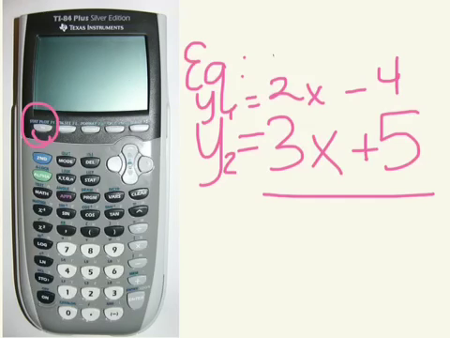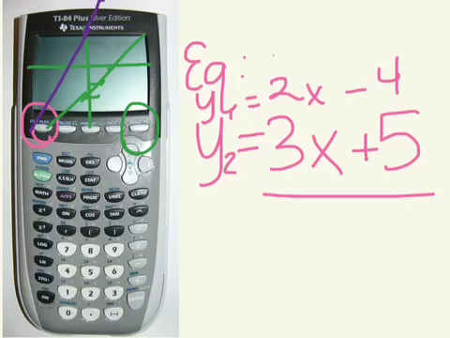Okay, now I'm going to click graph, and both of my lines should come up on my graph. They should both be graphed. So let's see. If my coordinate plane looks like this, then y equals 2x minus 4 should be going through right here. Should look like this, the first one, and then y equals 3x plus 5 should look like this.